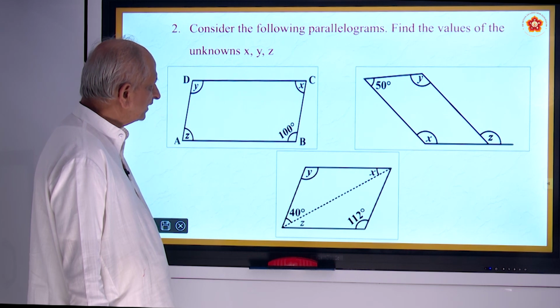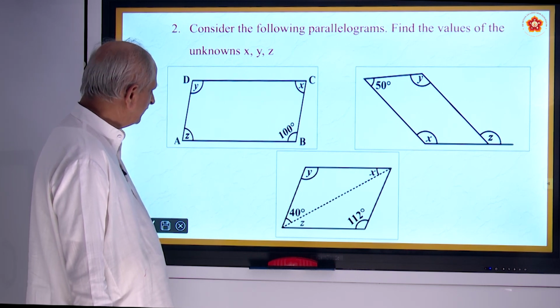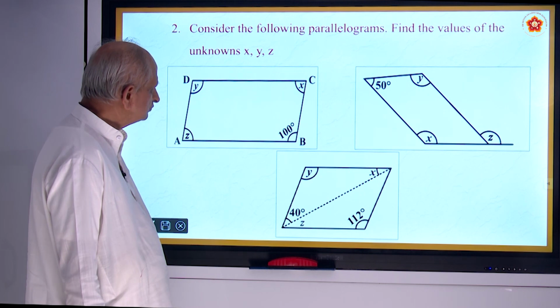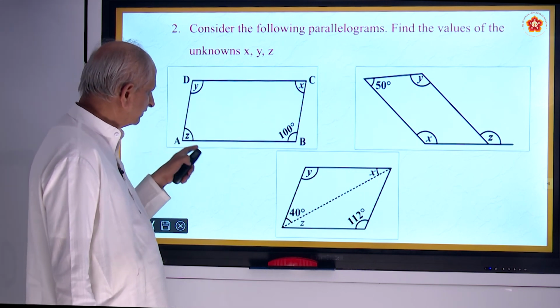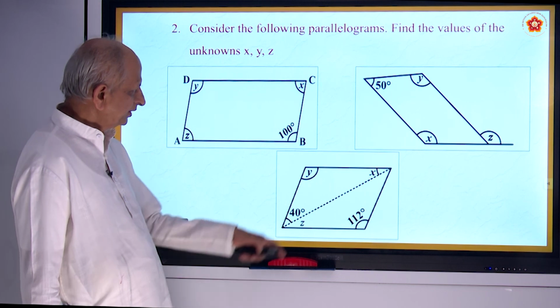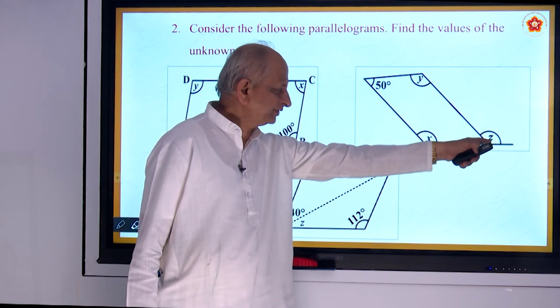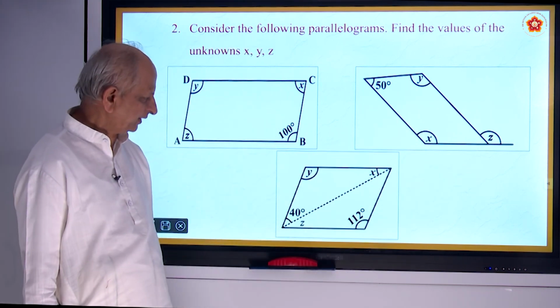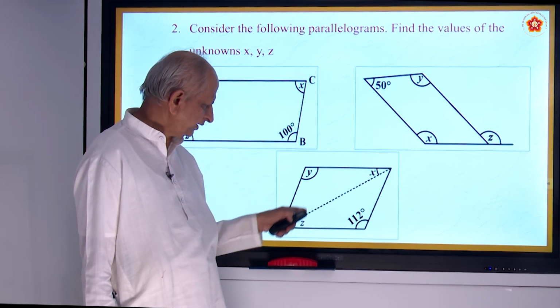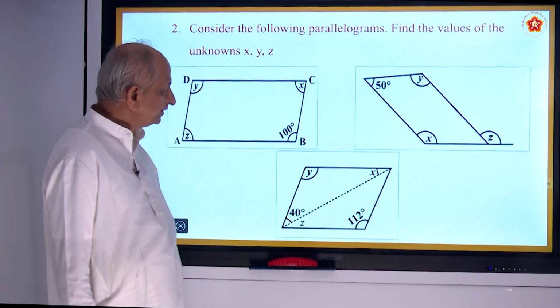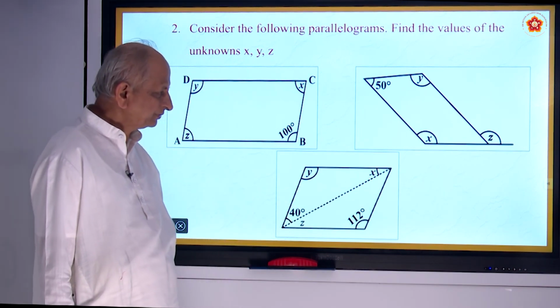Consider the following parallelograms. Find the values of unknown x, y, z. So here is x, y, z. I must write. Here also x, y, z. Z is outside, exterior angle. Here x, y, z. Here is x, here is y, here is z. So by seeing the figure, you must write the values.